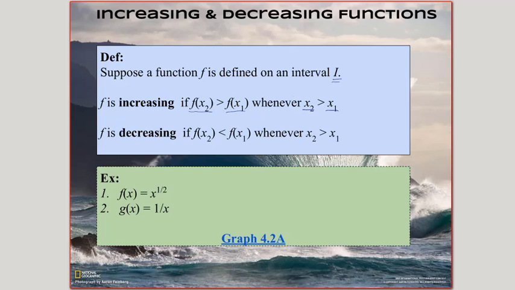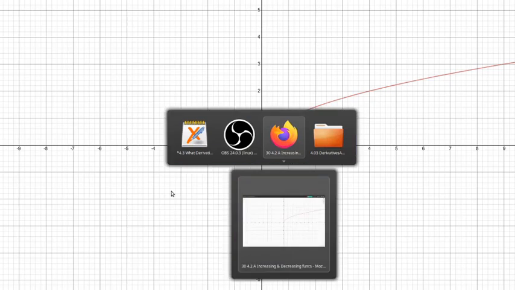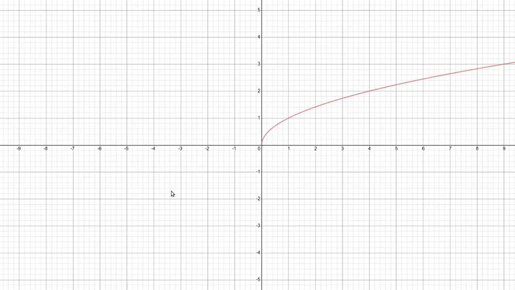And then similarly, if we move from x1 to x2, and that is any x1 and x2 in an interval I, if the second function value is less than the first function value, then we say the function is decreasing. So, for example, f of x equals x to the 1/2, meaning the square root of x, well, this function is always increasing. So we could see that looking at the graph. So it is always increasing.